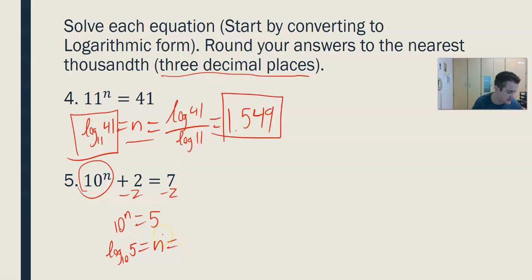Well, log base 10 of 5 is like 0.69897-ish, so about 0.699. That is about what n is. And you can test in your calculator. If you took 10 to the power of 0.6989 and so on, plus 2, you indeed get 7. So that's a way to check your work.